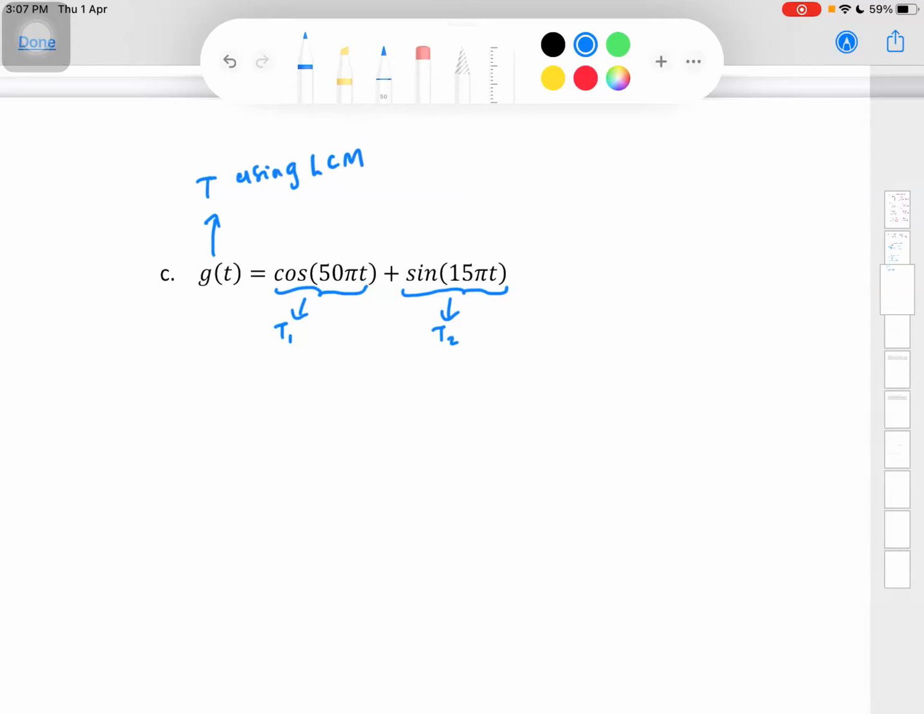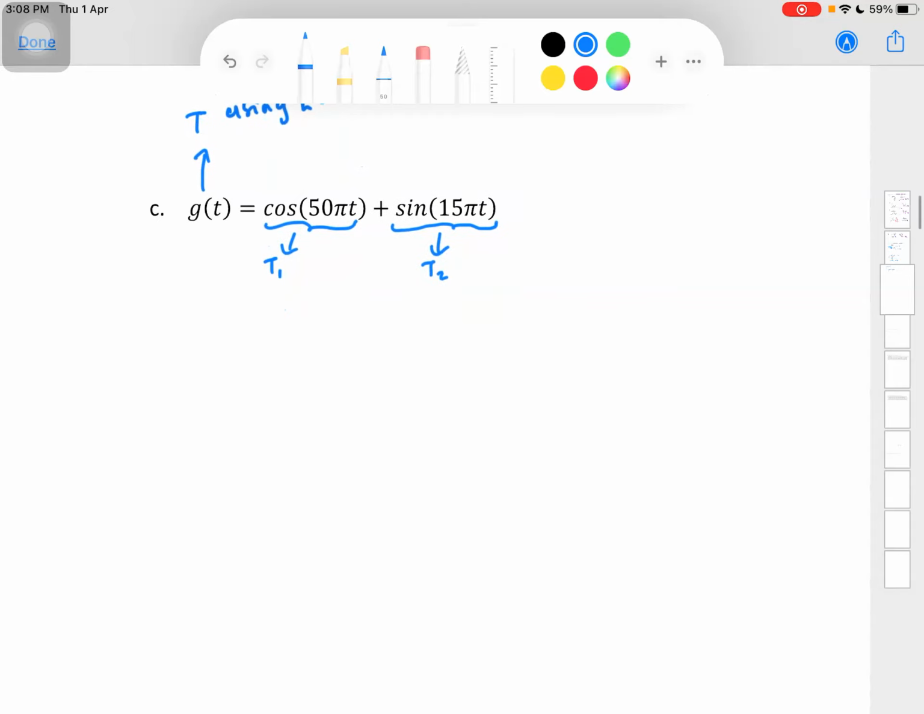Now if you don't know how to use this least common multiple method, you can refer to one of my videos. I explain about least common multiple. Okay, now let's proceed with this one.